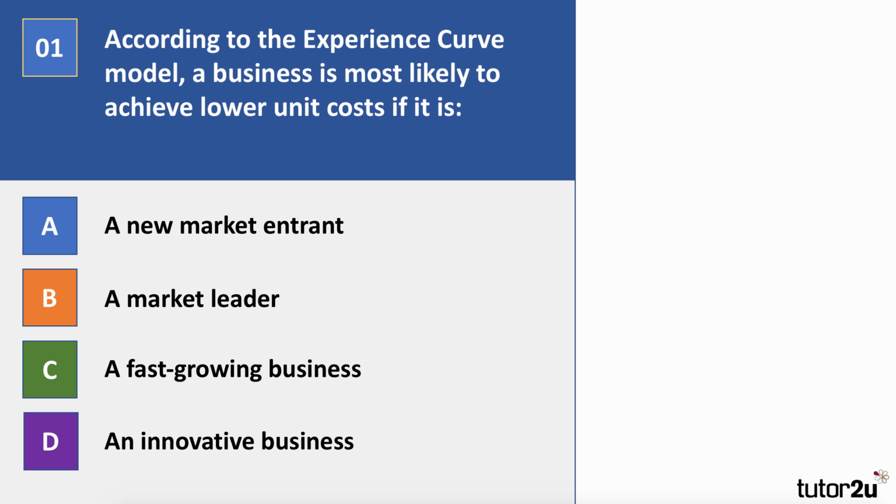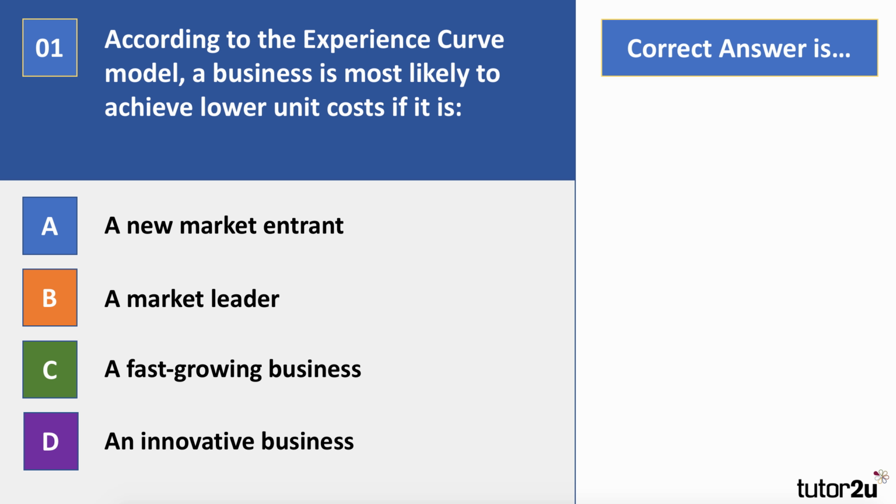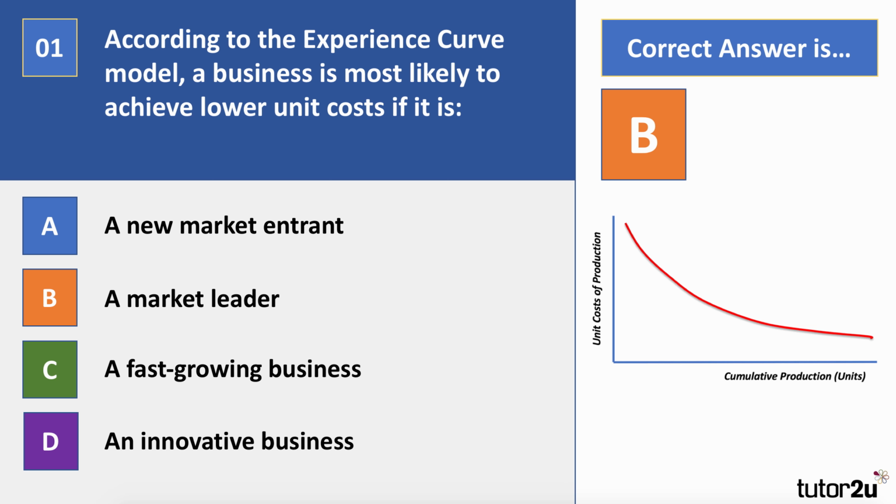And hopefully you've had a chance to have a think about those 4 options, and if you chose answer B, you will be correct. The experience curve is all about reasons why unit costs would fall in certain situations. The research behind it suggested that it was businesses that were market leaders, trying to improve their market standing and leadership position, that were most likely to achieve low unit costs because of the experience, the expertise that they gained.